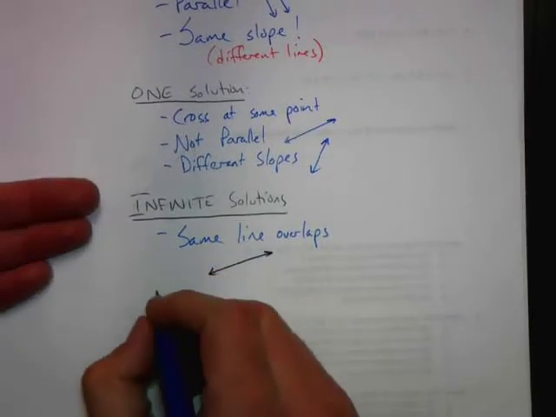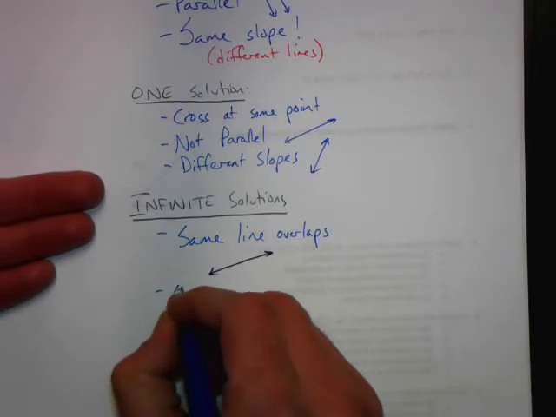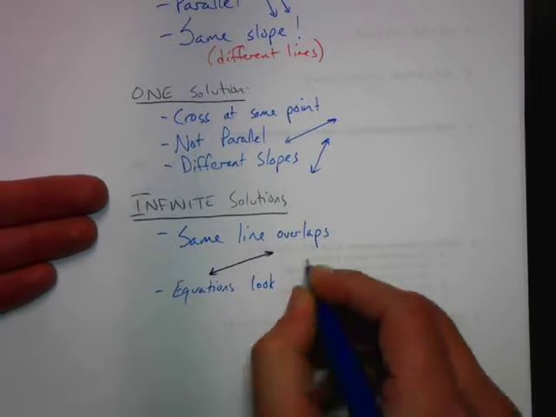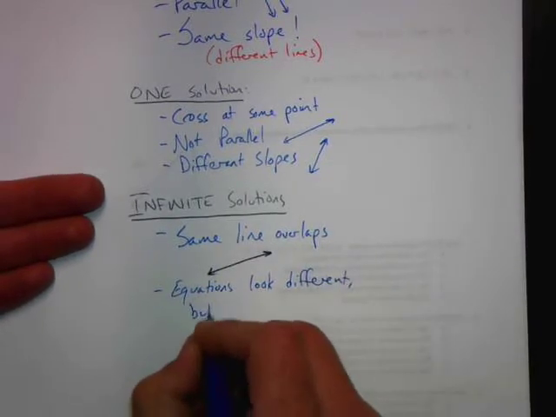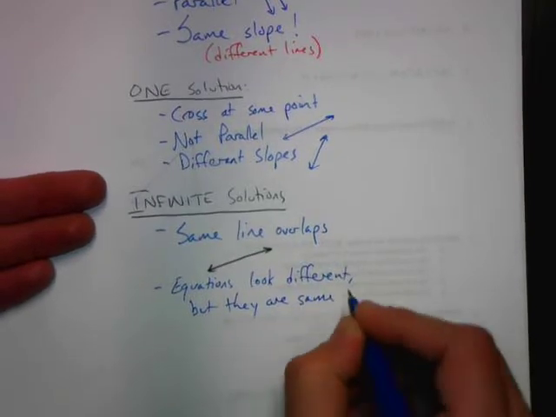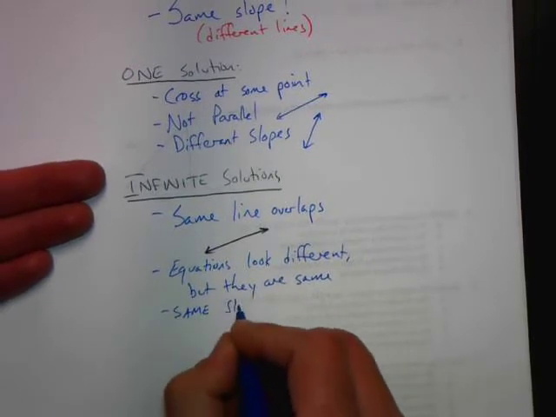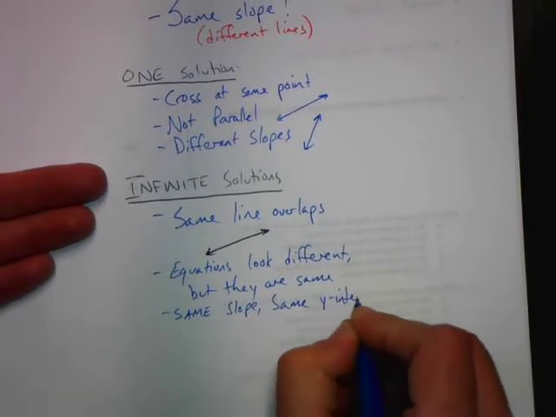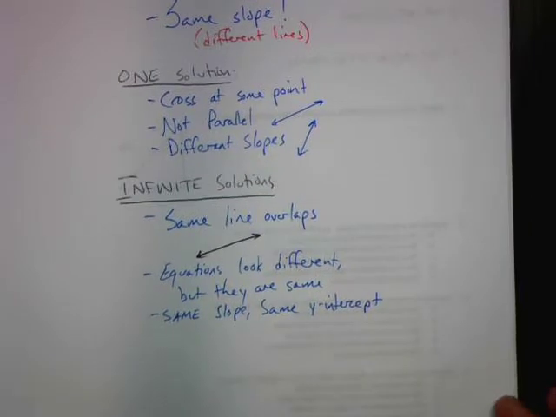So that means they have two different looking equations. The equations look different, but they're actually the same. And if they're the same equation, that means they have the same slope and the same y-intercept. Now remember, we're going to be able to find all of this information out without graphing.